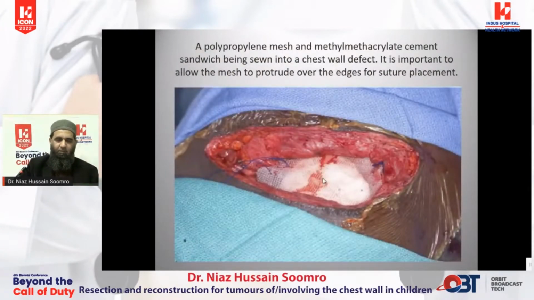So this is the Prolene mesh, and the methyl acrylate bone cement is between two layers to provide rigidity to the chest wall. And this edge of the mesh has been shown. It is helpful to fix the mesh to the chest wall. So this provides stability to the chest wall.